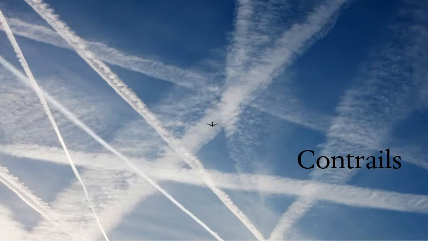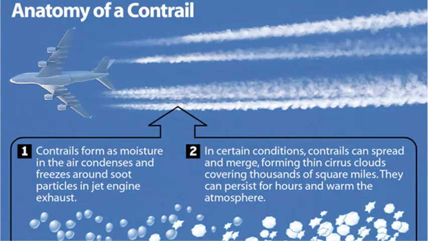Next is the contrails, or the clouds that are formed when an airplane passes or hovers in the sky. So what is a contrail, or the anatomy of a contrail? Contrails form as moisture in the air condenses and freezes around soot particles in the engine exhaust. In certain conditions, contrails can spread and merge, forming thin cirrus clouds covering thousands of square miles. They can persist for hours and warm the atmosphere. So that is a contrail.